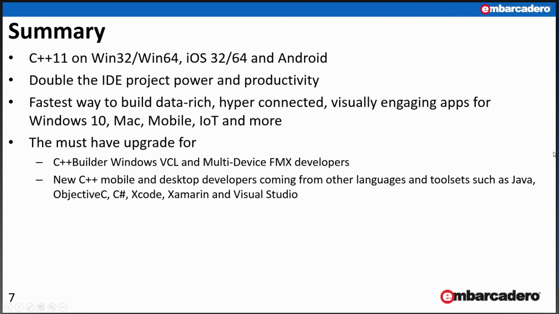So just to summarize this section: C++ 11 on Win32, Win64, iOS 32, 64, and Android. Full large memory model IDE for project power, productivity and scalability. Fastest way to build your data-rich applications on Windows 10, Mac, mobile, work with Internet of Things devices, sensors, and so on and more. C++Builder VCL and FireMonkey development. And for new C++ mobile and desktop developers coming from other languages and tool sets, you have a C++ 11 development environment for Windows and iOS and Android.